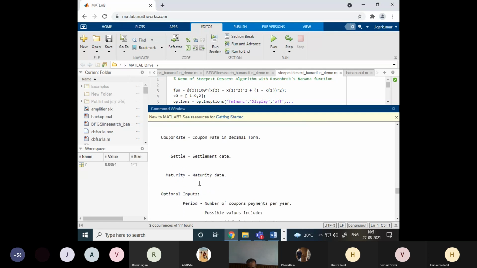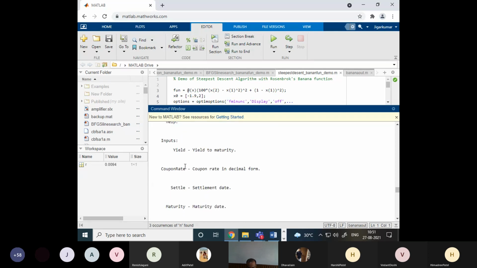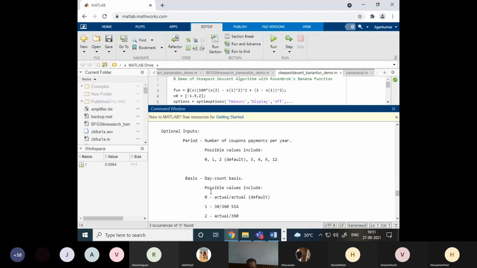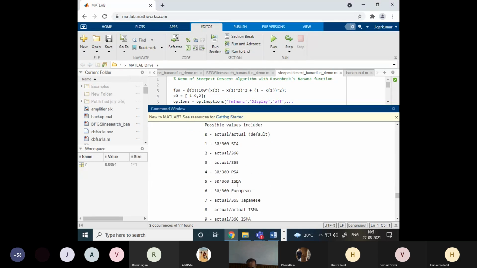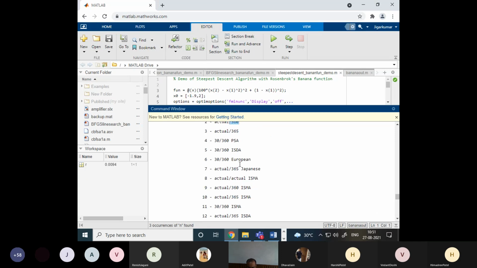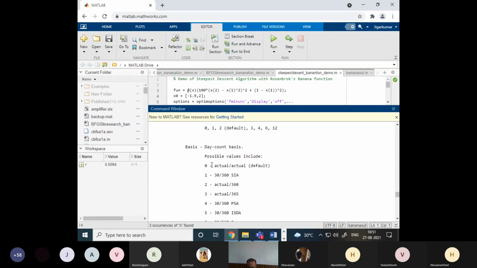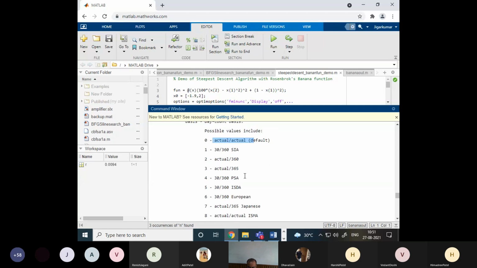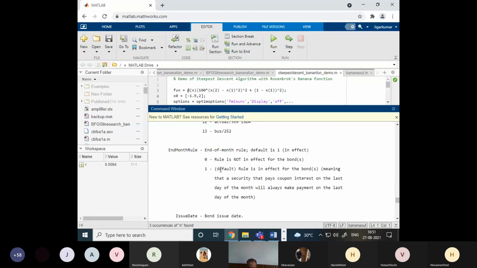So if you have some more parameters, fine, but we are happy with only the compulsory parameters. If you have more parameters like the basis, the day count basis: in some cases, some companies count 365 days, some companies count 360 days per year, right? Different countries use different standards. We are using the ISMA standard, the actual/365 standard. So don't worry about it. We use the default.